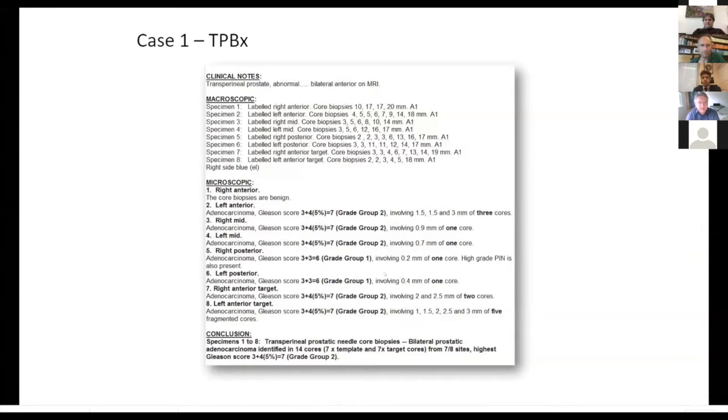Andrew, this fellow went on to have a transperineal biopsy, including targeting of those two lesions. Are you able to tell us a report of that? Yeah, so there's his prostate biopsy. He's got extensive disease, in that he's got five of his six template sites, and both the right anterior and left anterior targets are positive. His tumor foci are relatively small, going up to 3 millimeters with a small percentage of pattern 4 in multiple sites. Yep. Okay. So both targets positive.